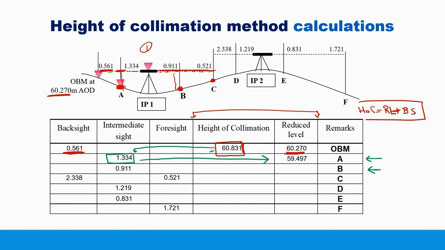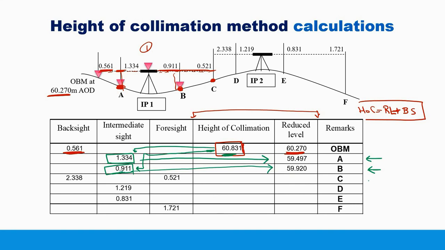Now to calculate the reduced level of B, the same thing. From this height of collimation, we are going to take away the intermediate sight over B, which is this one, 0.991, and then we will get the reduced level over B, which is 59.920. So 60.831 minus 0.911 will give us 59.920.